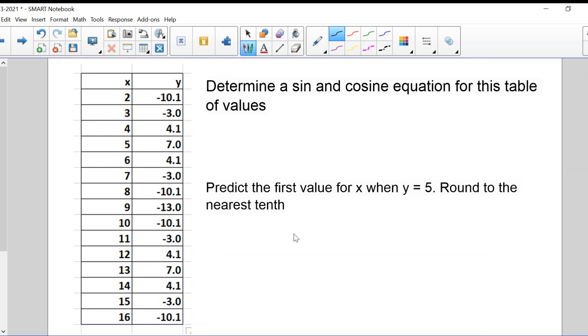I don't want to necessarily give you any hints at all. If you need a hint, please let me know. But I want you to take these values, put them in Desmos. So create a tab with Desmos in it. Start thinking of the equations and see if you can match those two up, please. Okay? See if you can match those two up. And then you're going to create a sine and a cosine equation. And we're going to try again to get the first x value for when y is equal to 5 and round to the nearest 10th. Similar question, different table. Let's see how you do with that.